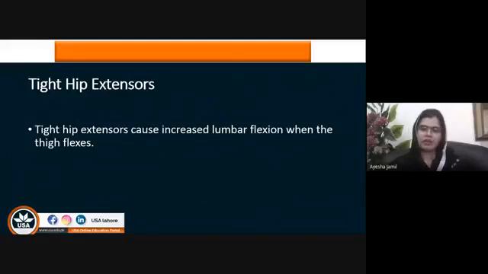If the hip extensor is tight, what will be the resulting features and how does the tight hip extensor increase the load on other areas? Let's discuss. Tight hip extensors cause increased lumbar flexion whenever the thigh is being flexed. We have discussed previously that the hip or the pelvis is connected to the lumbar region as well as the lower extremity.